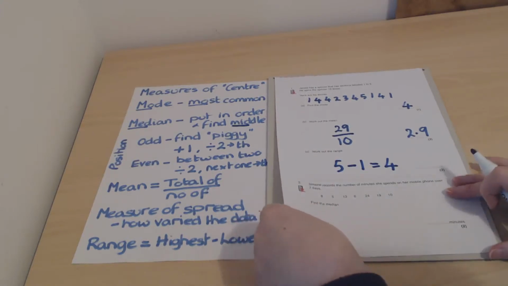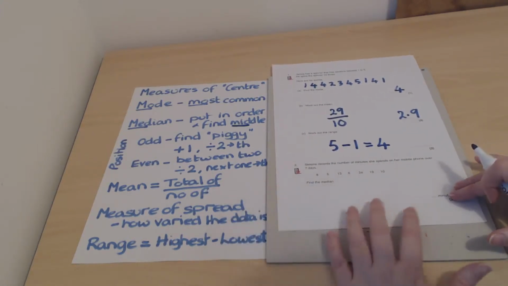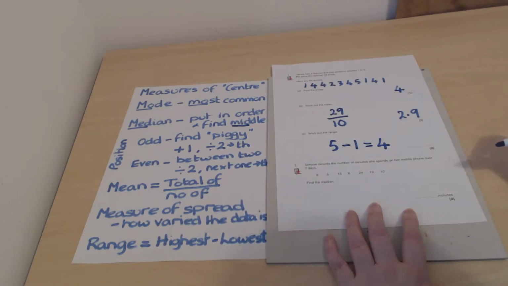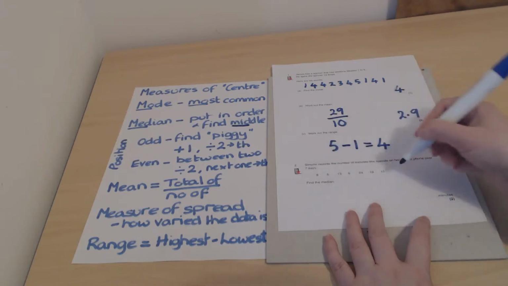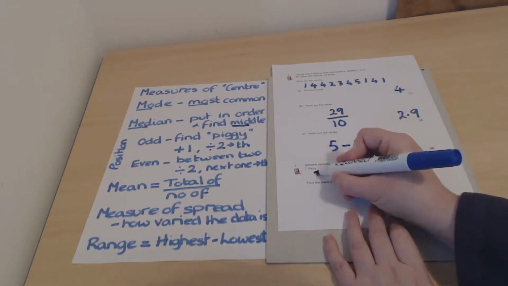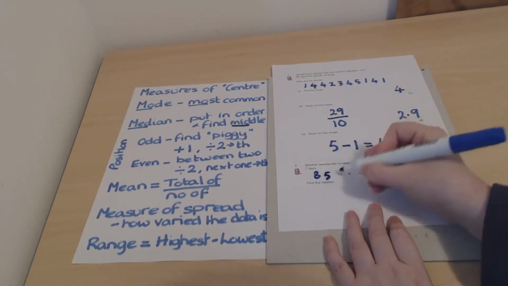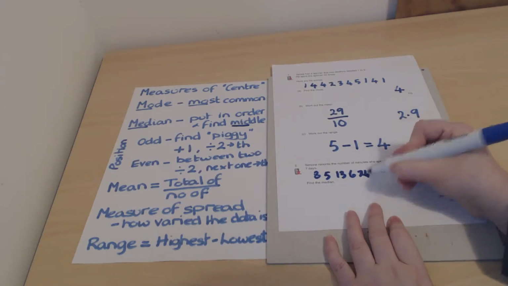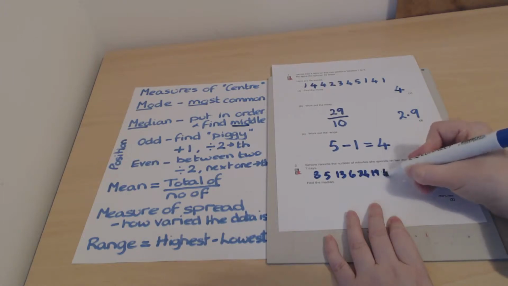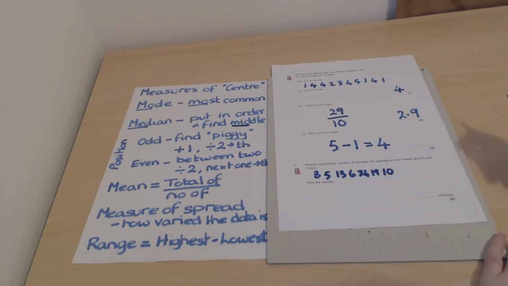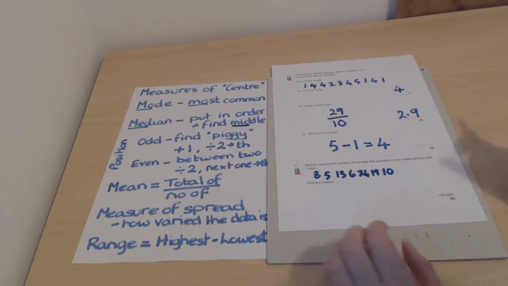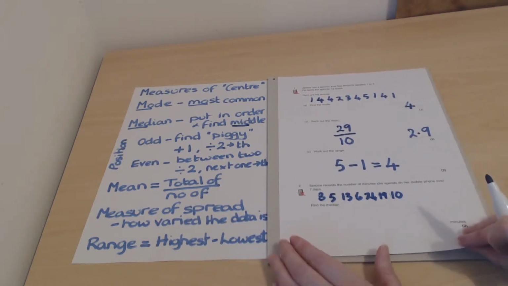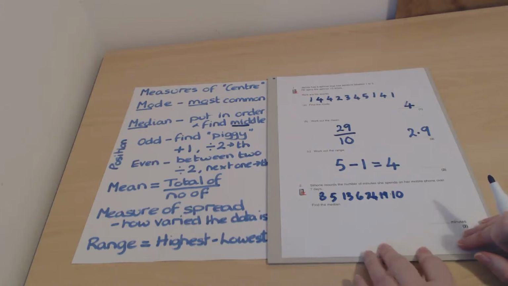Okay, at the bottom here we've got another set of data. This is how many minutes she spends on her mobile phone over 7 days. So there's 7 pieces of data. So we've got 8, 5, 13, 6, 24, 19 and 10 are 7 pieces of data, and it asks us to find the median. So the first thing that we need to do is we need to write this list of numbers in numerical order.